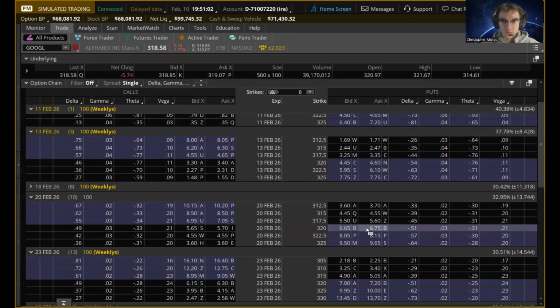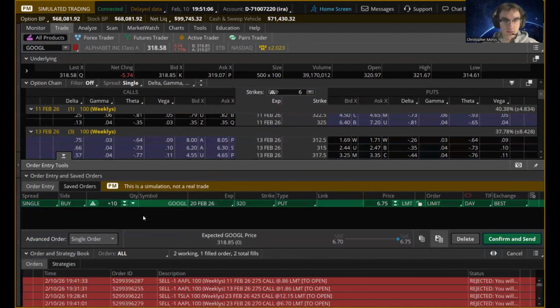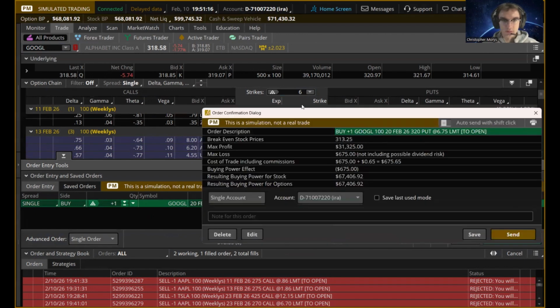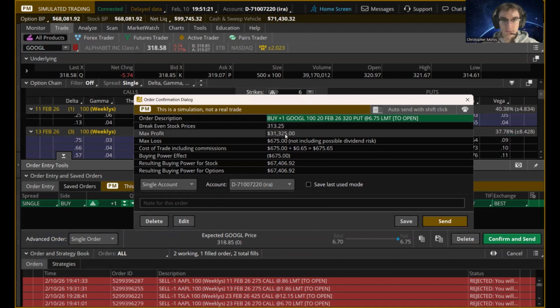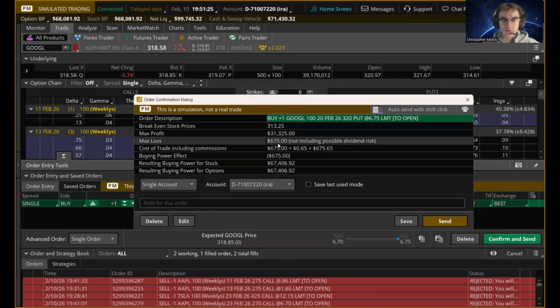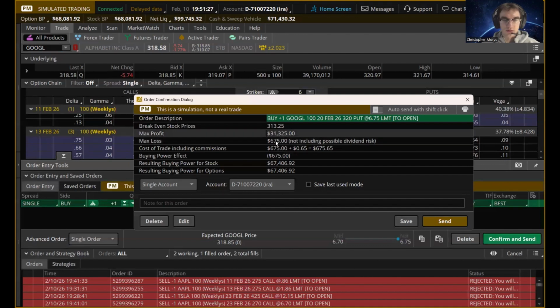Sell. Buy. We're buying a contract on a put. Go down to one. Press confirm and send. Break even 1325. Max profit 31,000. Max loss 675. I like that way more. Send.